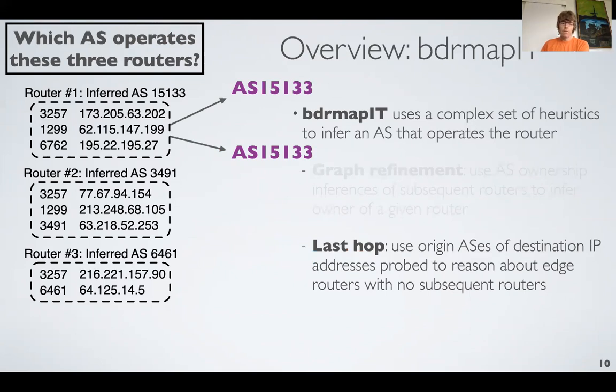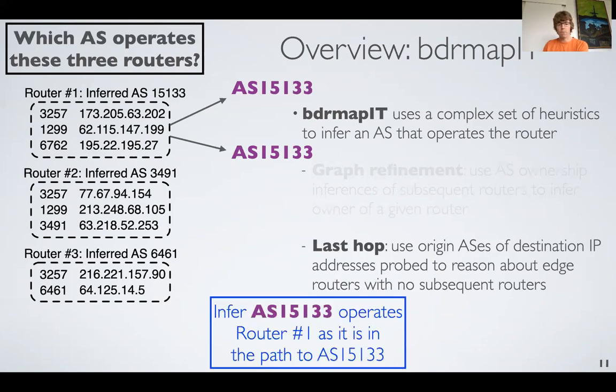The other class of heuristic is based around routers where there are no adjacent routers subsequent in the traceroute path. And so for this class of routers, bdrmapIT uses the origin ASs of destination IP addresses probed to reason about those routers. In this case, this router is primarily observed in the path towards AS15133, and so bdrmapIT infers router 1 is operated by AS15133.